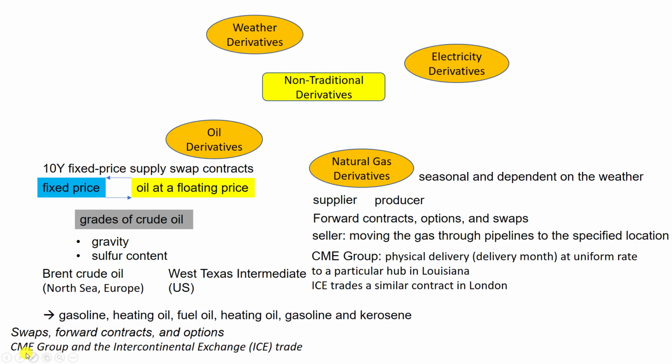And of course, there are two main markets. One is CME and the other is ICE. CME is mostly for the US market, ICE is for the European market, and there you can have swaps, forward contracts, options, and especially on these markets we can have futures and options.